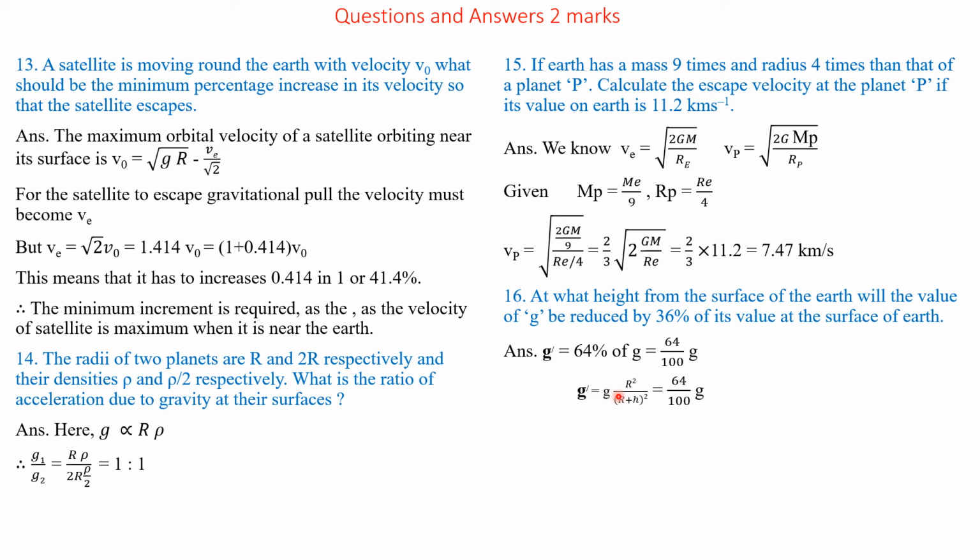Therefore, g dash is equal to g into R square by (R plus h) square. So this term is nothing but 64 by 100 into g. Therefore, R by (R plus h) is equal to 8 by 10, since the square root of 64 is 8 and the square root of 100 is 10. So therefore, h, simplifying, we get R by 4, that is equal to 1600 kilometers.